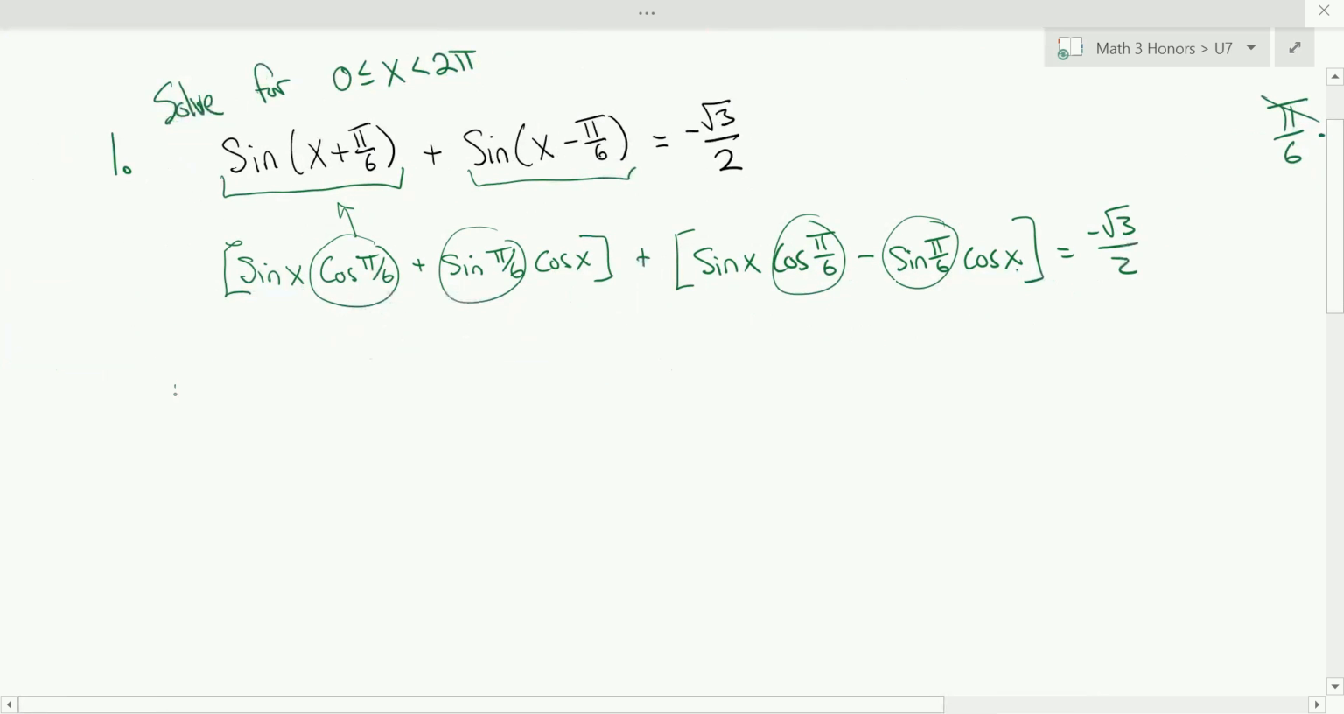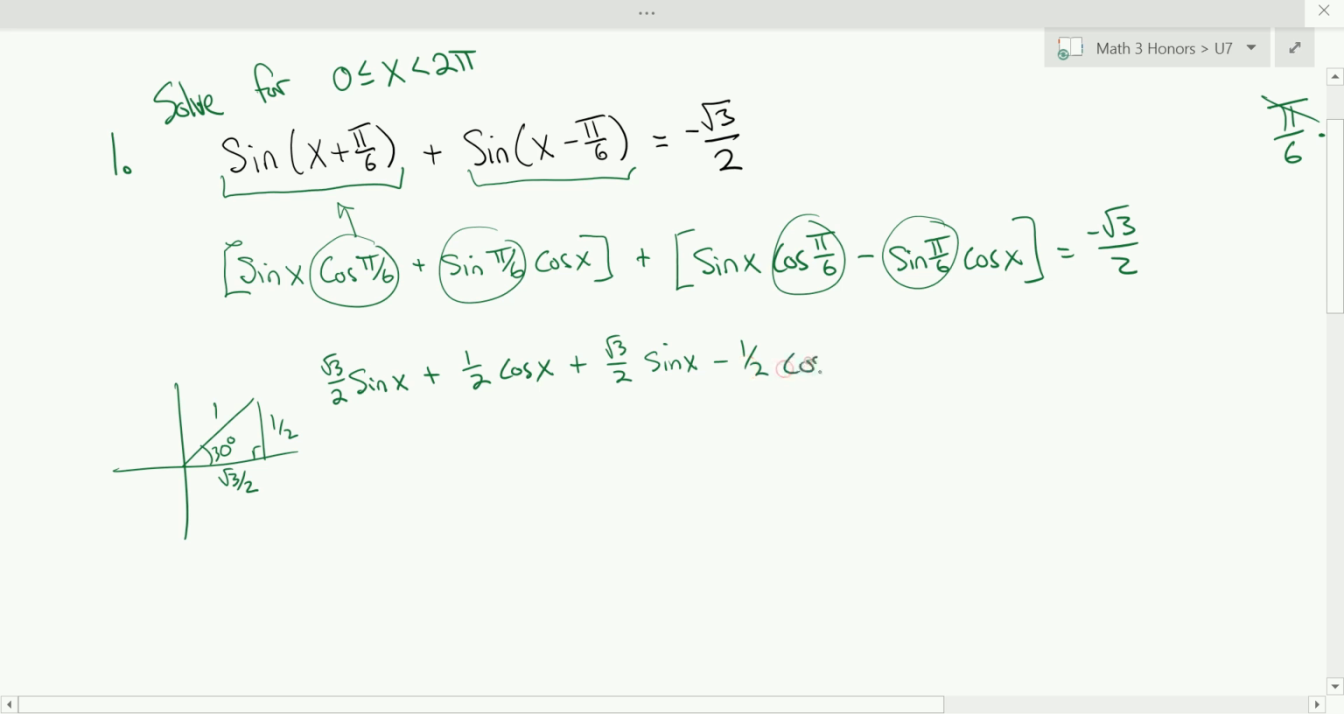And so if we look at our unit circle, 30 degrees, hypotenuse 1, this side length is 1/2, this is root 3 over 2, and so what's the cosine of pi over 6? Root 3 over 2. So we've got the sine of x times root 3 over 2, I'll put that in front, plus 1/2 times the cosine of x, plus root 3 over 2 times the sine of x, minus 1/2 times the cosine of x is negative root 3 over 2. So we've evaluated what we can evaluate there. The angles that are not x, the pi over 6, everything with that angle we evaluated.